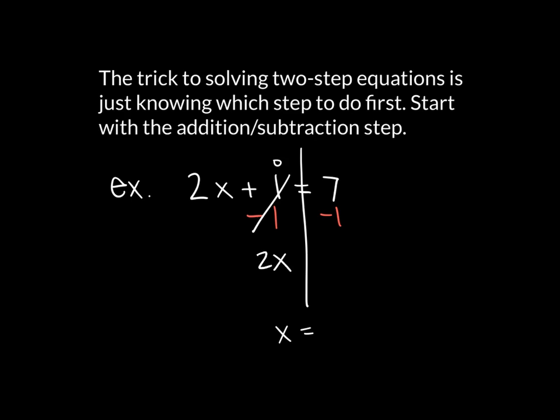And then on the right side, we have 7 minus 1, which is 6. So right here, we're going to write 6. And we have maintained equality. Our equal sign is there. So that was our step 1.